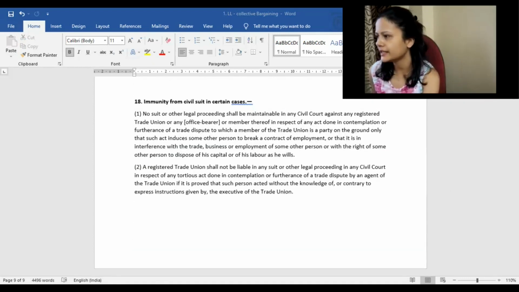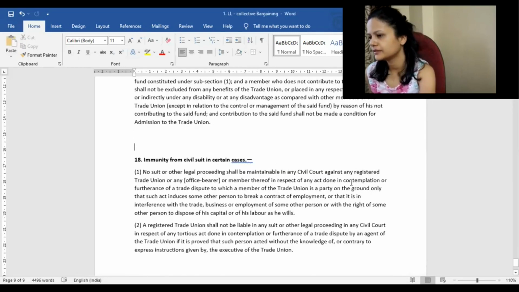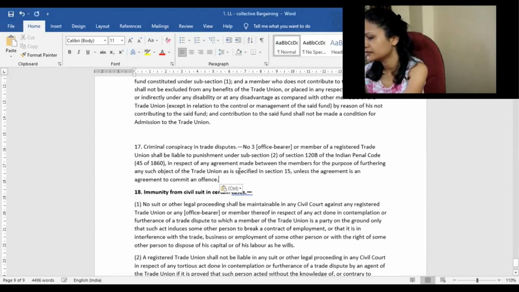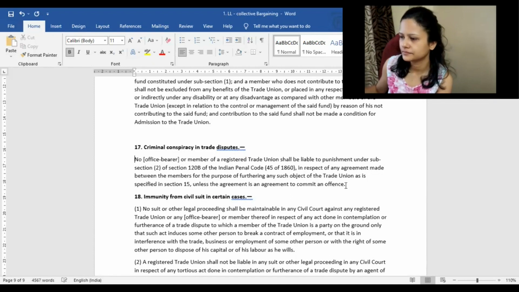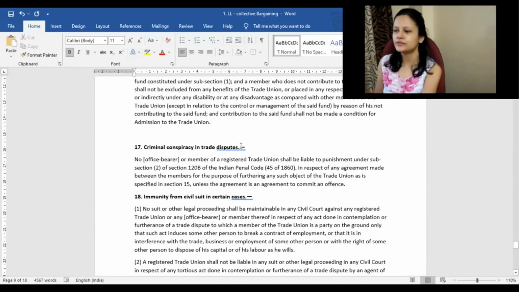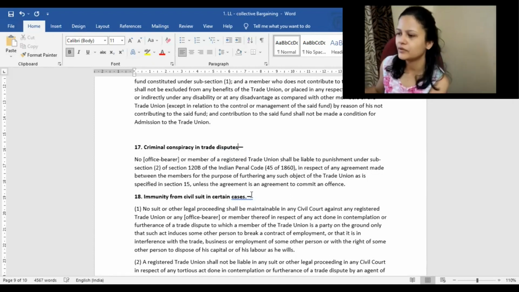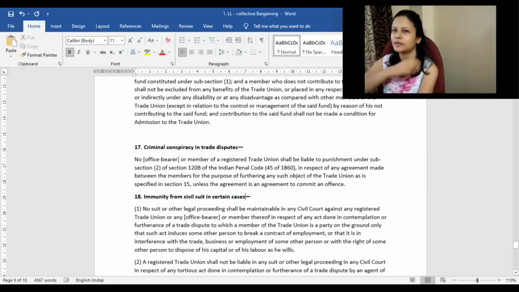So regarding their obligations or their privileges, right? We have these two provisions. Otherwise, we have some criminal provisions under IPC where a person may be charged.